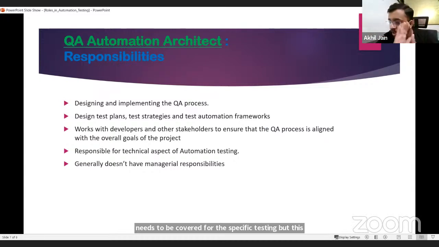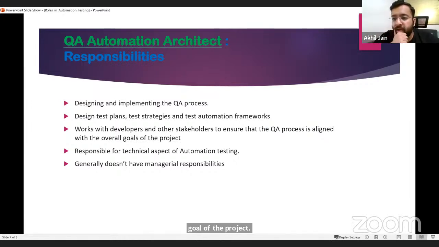So he needs to make sure that everyone is on the same page and they are using the same processes, same tools, and there are clear guidelines for using them, right. Now the other part: he is the person who is interacting with the developers and other stakeholders to make sure that the QA process is aligned with the overall goal of the project.